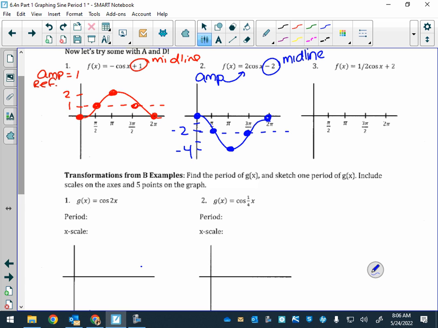No, so for number 3, our midline is where? 2. So this is 2. What is our amplitude? 1/2. So our highest point would be 2.5, and our lowest would be 1.5. Okay?